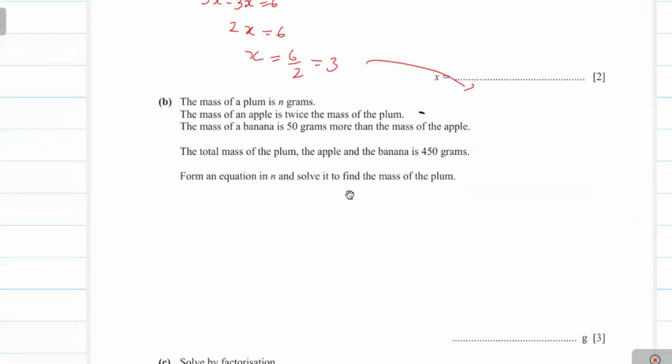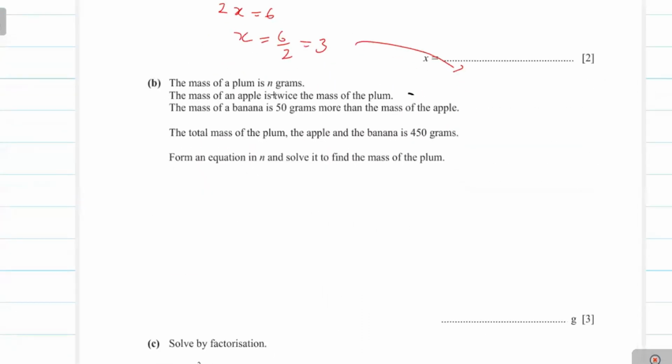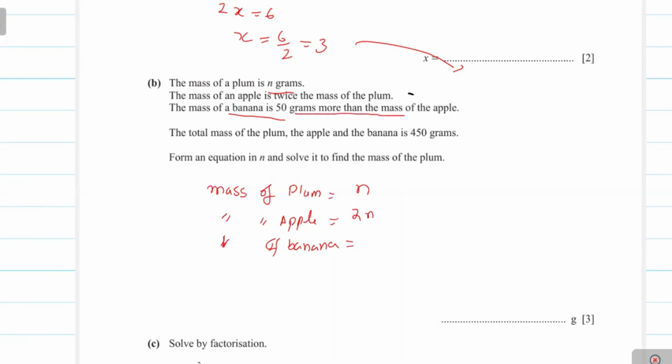Part B, the mass of plum is n gram and the mass of apple is twice the mass of plum. Now we write the mass of plum equal to n and the mass of apple equal to twice the mass of plum, we write 2n, and the mass of banana equal to 50 gram more than the mass of apple. The mass of apple is 2n, we write here 2n plus 50.